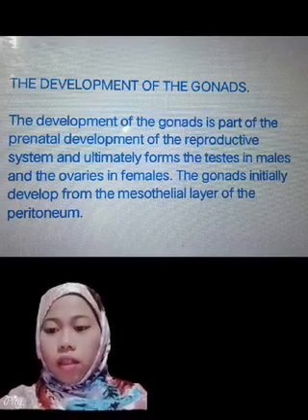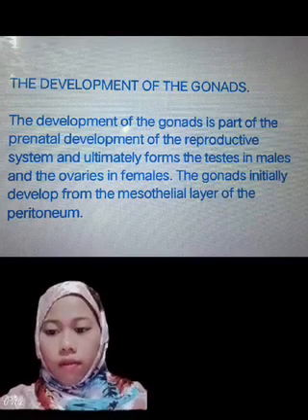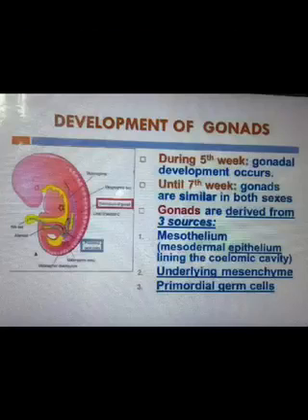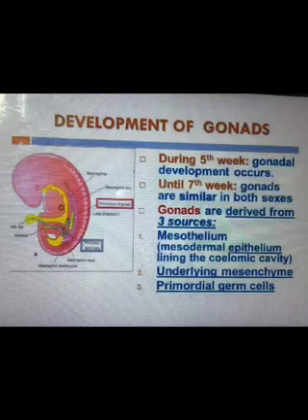The gonads initially develop from the mesothelial layer of the peritoneum. During the 5th week, gonadal development occurs. Until the 7th week, gonads are similar in both sexes. Gonads are derived from three sources: 1. mesothelium, the mesodermal epithelium lining the coelomic cavity, 2. underlying mesenchyme, 3. primordial germ cells.